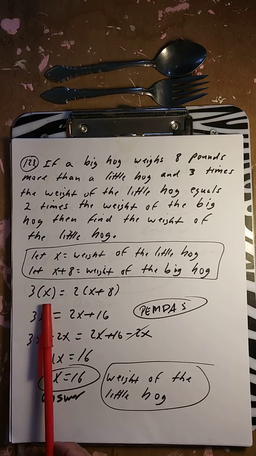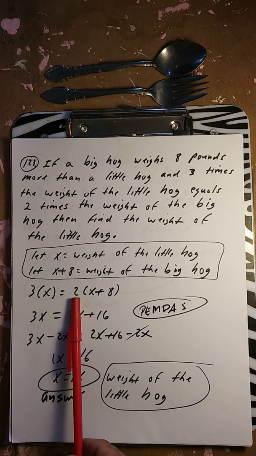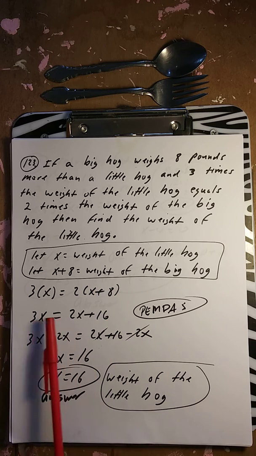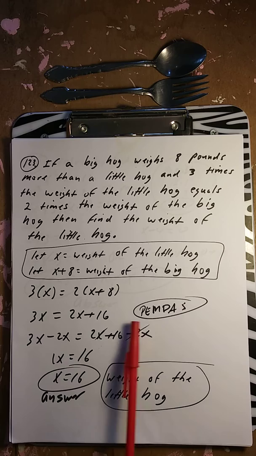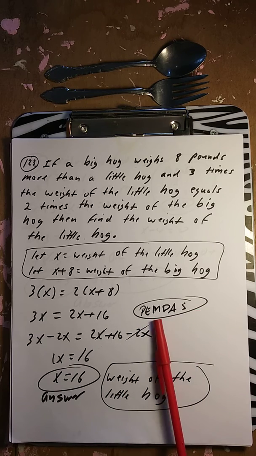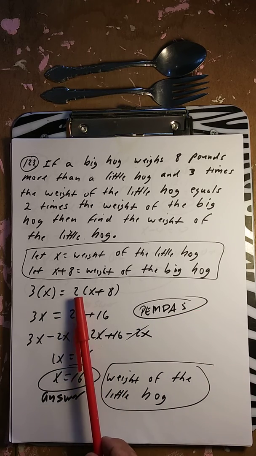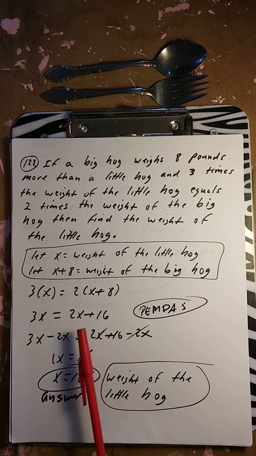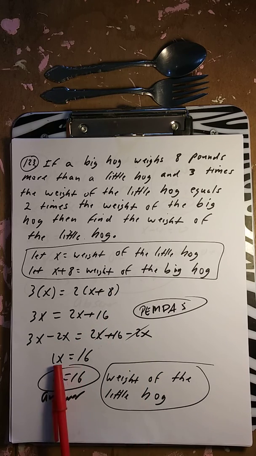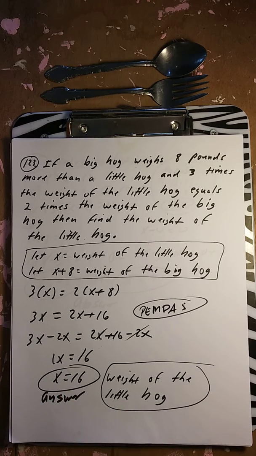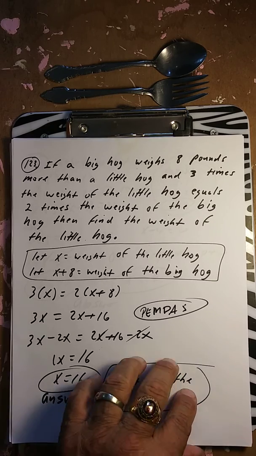So 3 times the weight of the little should be the same thing as 2 times the weight of the big. So 3 times that is 3x. PEMDAS, please excuse my dear Aunt Sally: parentheses, exponents, multiply, divide, add, subtract. So 2 times that is 2x, 2 times that is 16. So now minus 2x, that's going to be 1x equals 16, or x equals 16. That's the weight of the little hog. Okay.